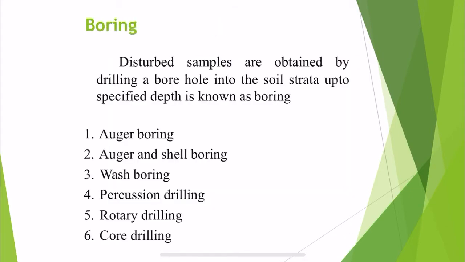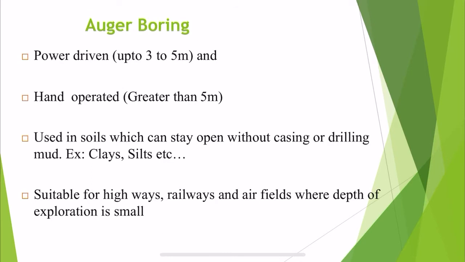Boring. What is meant by boring? Disturbed samples are obtained by drilling a borehole into the soil strata up to a specified depth, known as boring. What are the different types of boring? Auger boring, auger and shell boring, wash boring, percussion drilling, rotary drilling, core drilling. Here in the auger boring, we are going to use 2 types of augers. Power driven augers are used up to 3 to 5 meters and hand operated augers are used for greater than 5 meters. This is used in soils which can stay open without casing or drilling mud, for example in the case of clays and silts.